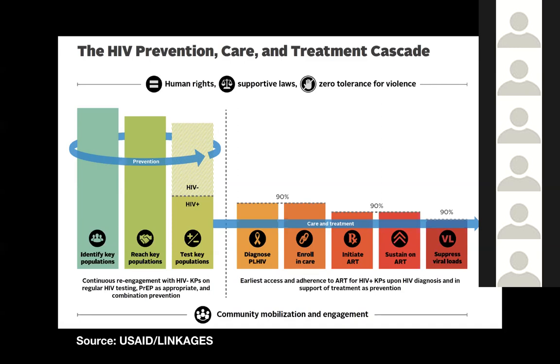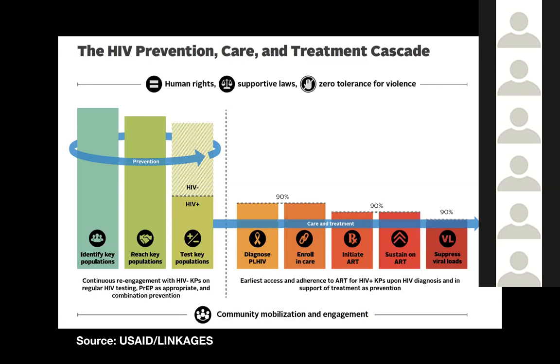There's also universal acknowledgement and understanding that, as you'll see at the top and the bottom, human rights, supportive laws, zero tolerance for violence, community mobilization and engagement are factors that really help prevent leaks from this cascade. So when interventions are grounded in human rights, and when there's community mobilization and engagement as part of a package of services for prevention or treatment, you're less likely to see people drop off the cascade.